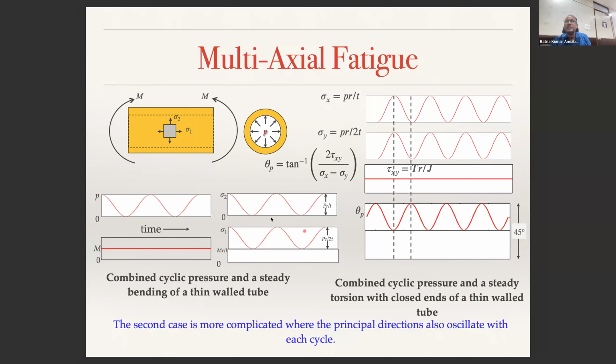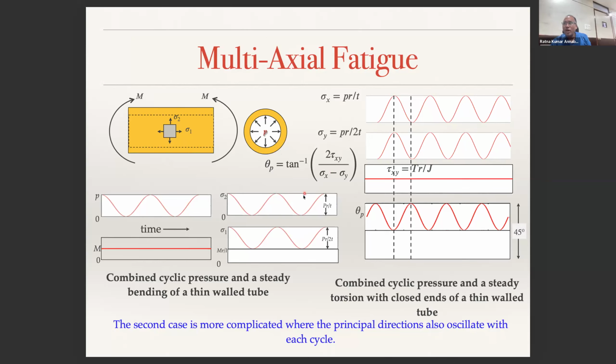And if you look at this scenario, tau xy, the shear stress, is 0. And theta p is the orientation of the principal plane. In this particular scenario, tau xy is 0, and hence theta p does not change. It remains constant. So that means the principal directions do not oscillate. Although the stresses are oscillating, the principal plane does not oscillate. It will remain the same.